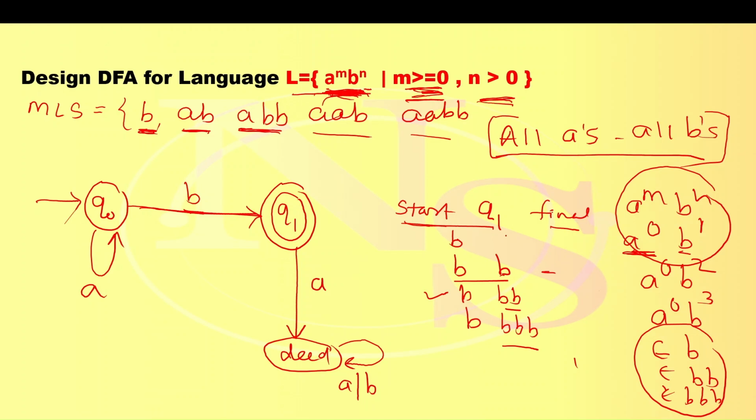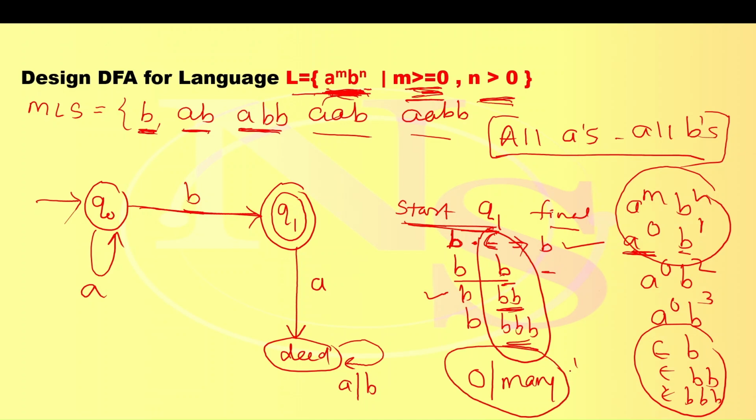If suppose at Q1 no B's are coming, no B means what? Epsilon. Because starting to Q1 we have already one B. At Q1 epsilon is coming, so B dot epsilon becomes B. This is also valid. So Q1 is looking for this kind of transition. Q1 is looking for epsilon, meaning 0 number of B's, 1 B, then 2 B's or many B's. So 0 or many B's. Q1 is looking for 0 or many B's.